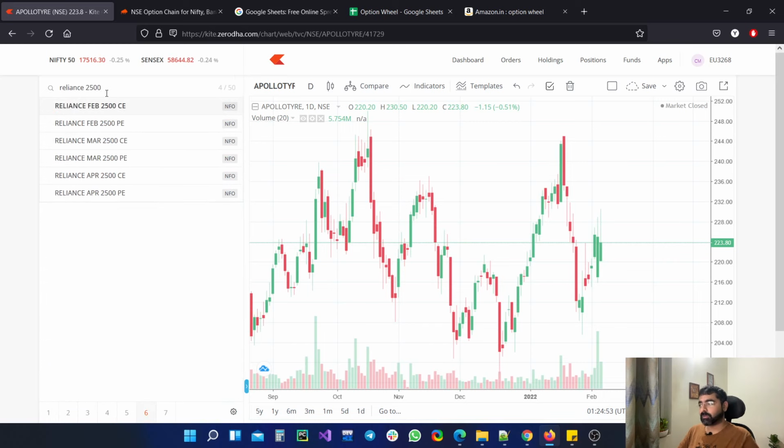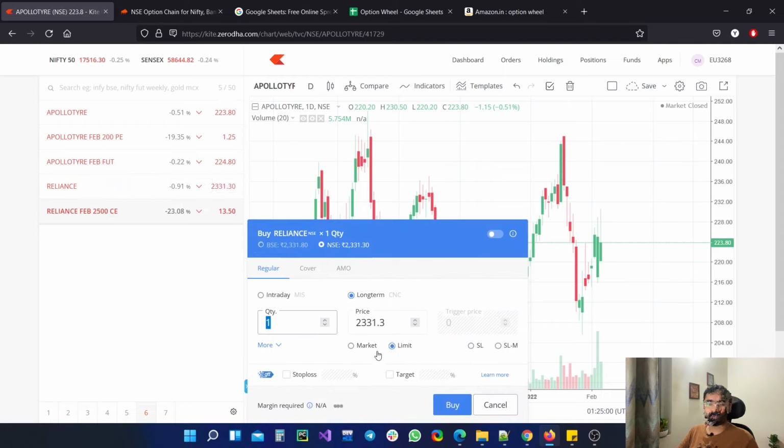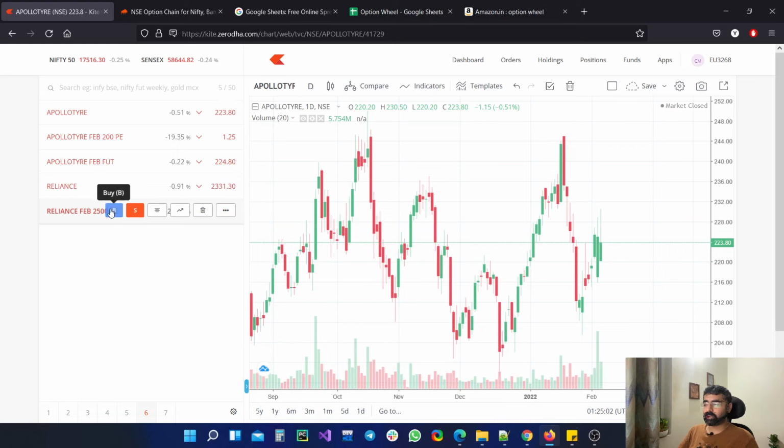So if I own say 200 or 250 shares of Reliance, because the lot size of Reliance calls and puts is going to be 250 shares. So if I already have 200 or 250 shares of Reliance in my portfolio, I should always look to sell calls, and I should try to sell calls which are far away, so that the price is not touched within a month and I am able to collect the premium.